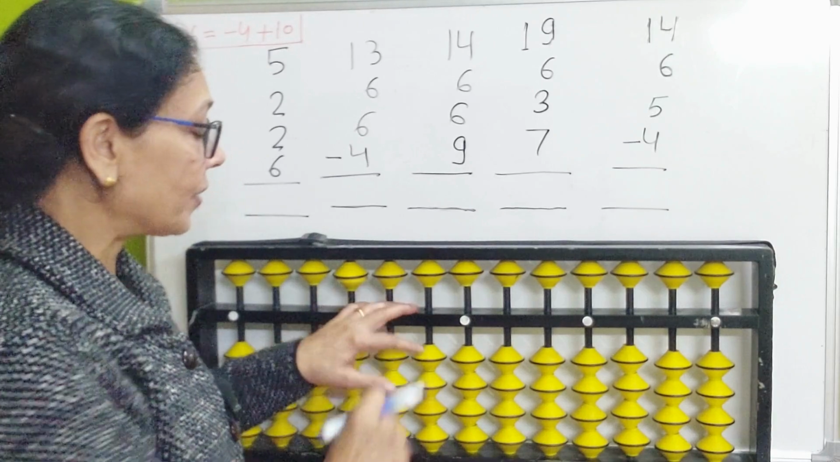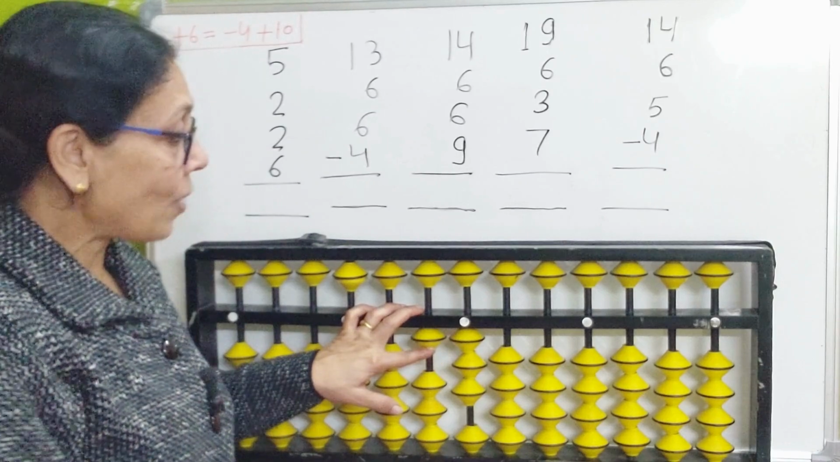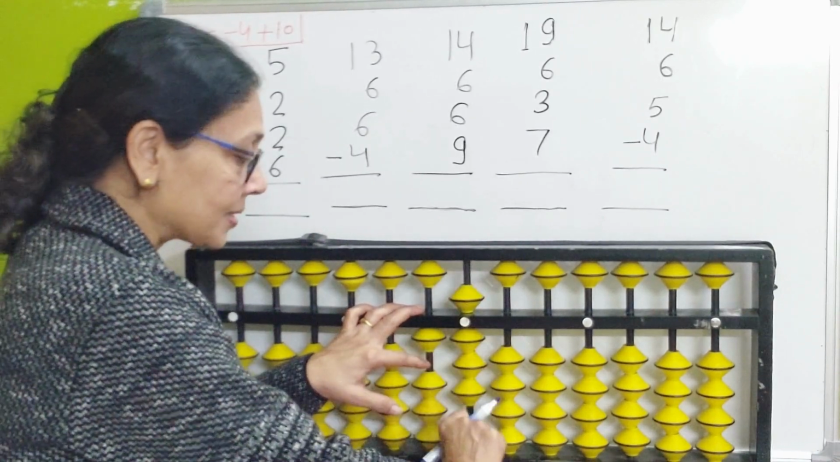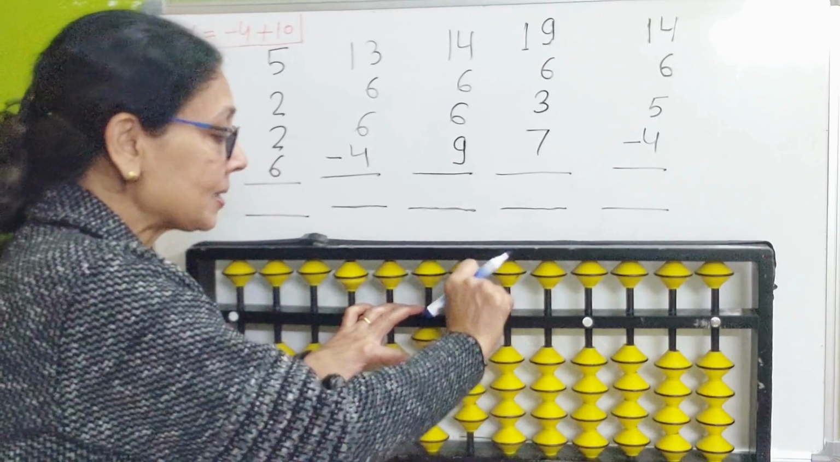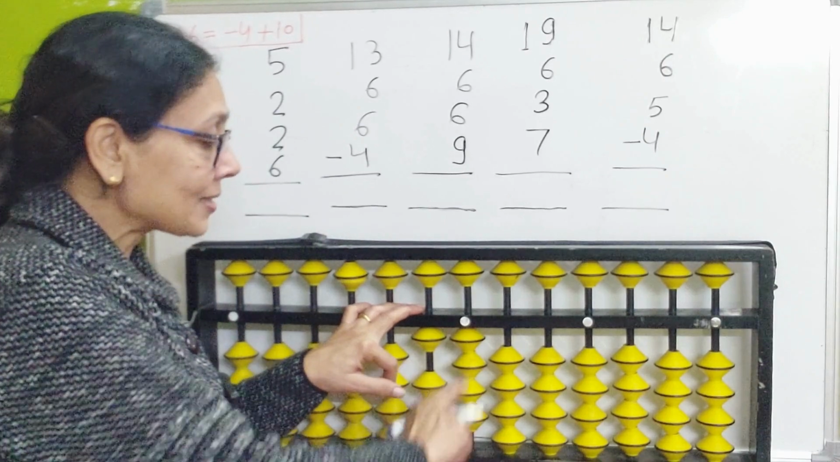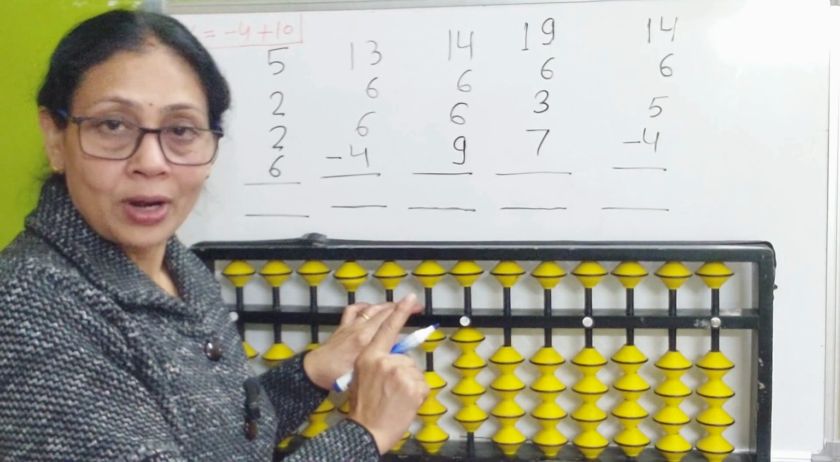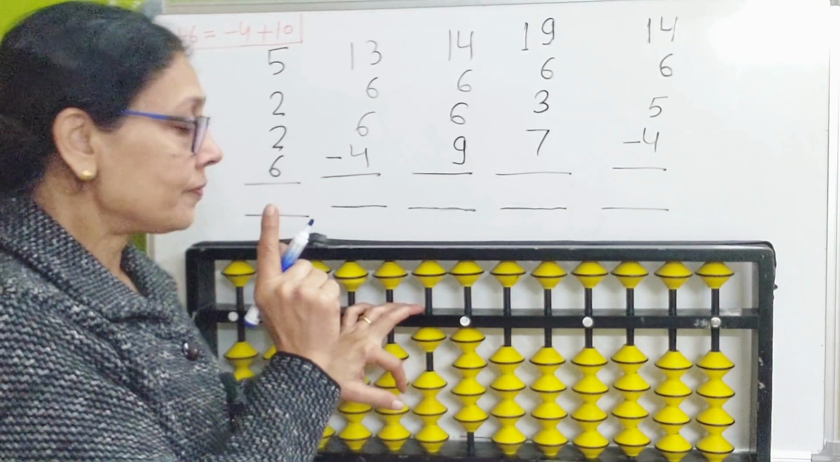How to add 6 on the ones rod. Suppose this is 13 and you have to add 6. You have the beads, so you will add 6 here. But if this is 14 and you have to add 6 here at the ones rod, you don't have that. So use the formula and recall the friend of 6.